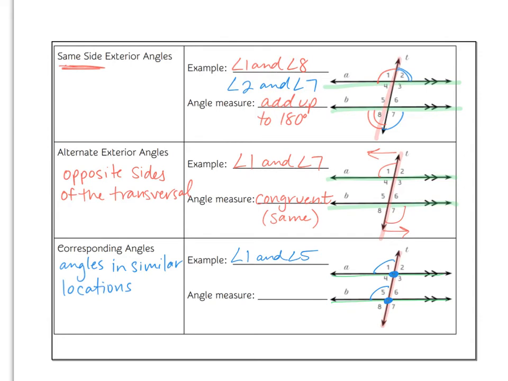And their measures, if you look at them, don't they both look obtuse? 1 and 5 both look bigger than 90. Their measures will be congruent. Or in other words, they'll be equal or the same measure. If angle 1 is 100 degrees, angle 5 will be 100 degrees. Let's pick another pair. How about if we go with angle 2? What would be corresponding to angle 2, or in a similar spot? Well, it would be angle 6. So 2 and 6 would be another pair of corresponding angles.